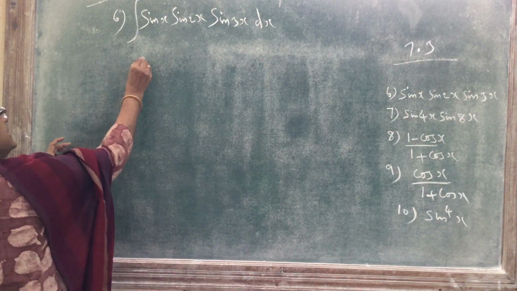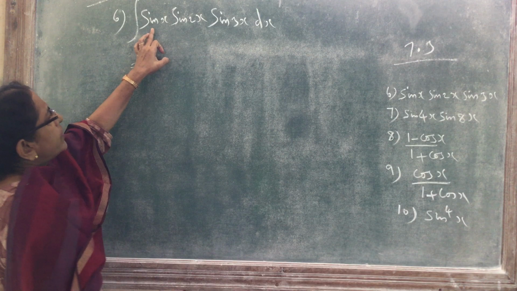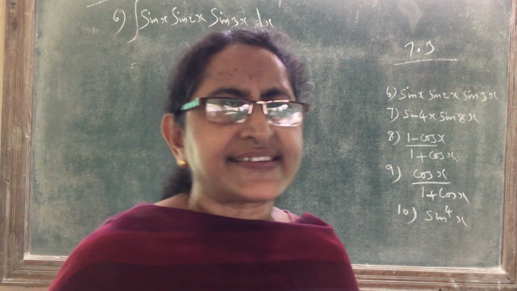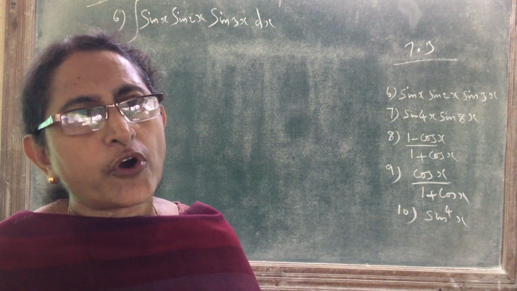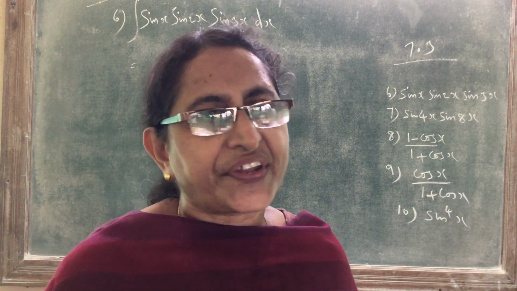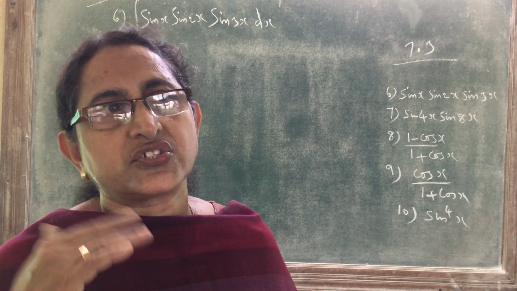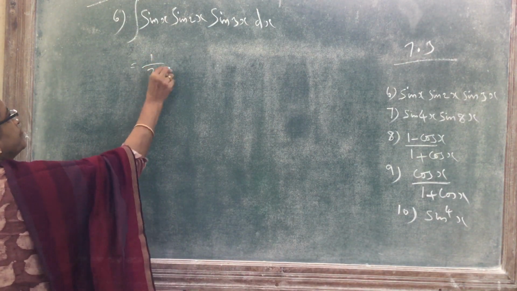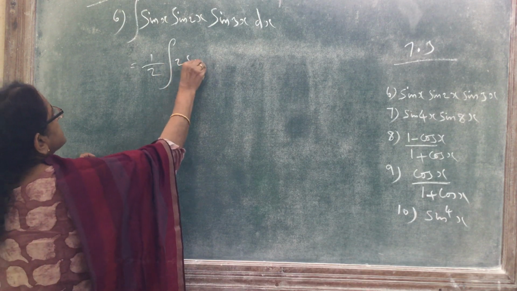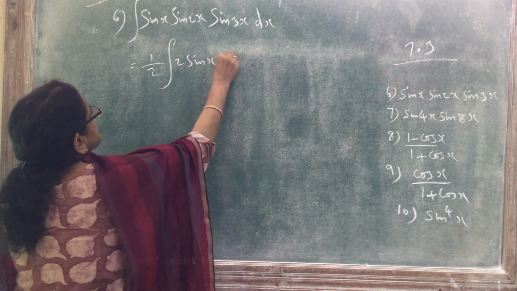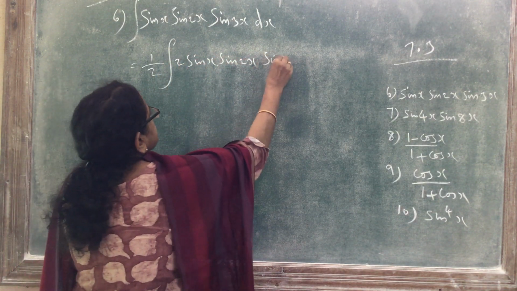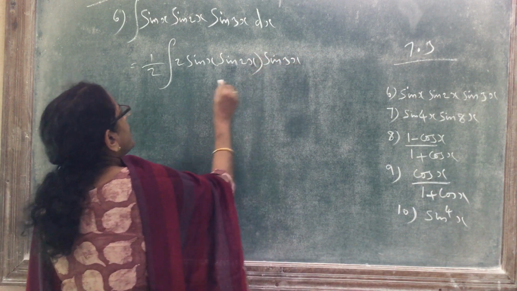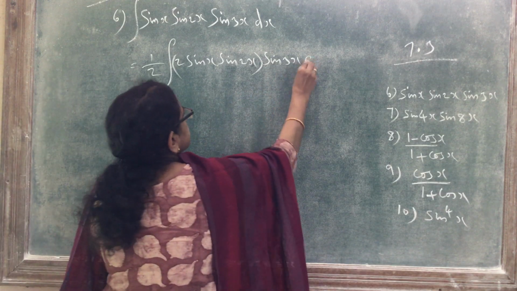So we can write this integral. Consider only sin x and sin 2x. So we have to use the formula 2 sin a sin b. To apply the formula 2 sin a sin b, the 2 is not here, so we have to write one extra 2 and 1 by 2. So we will write this as 1 by 2 into integral 2 sin x sin 2x sin 3x dx, considering the first two functions first.